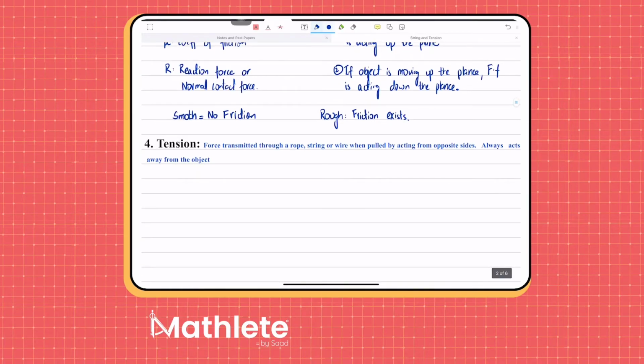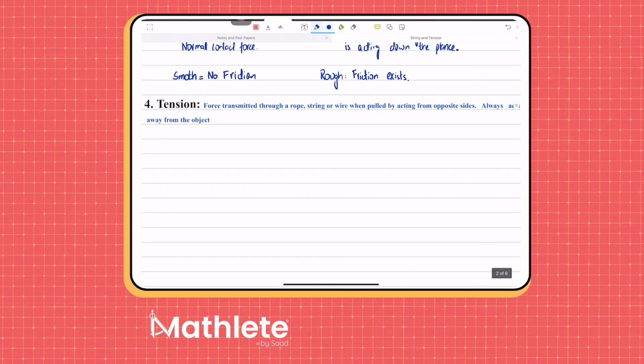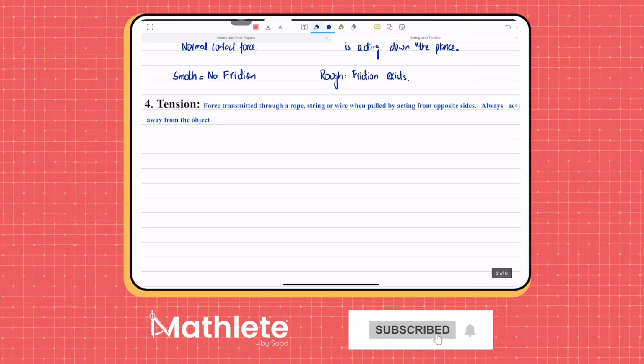Now, then we have tension. Tension is what we're going to be focusing on today.